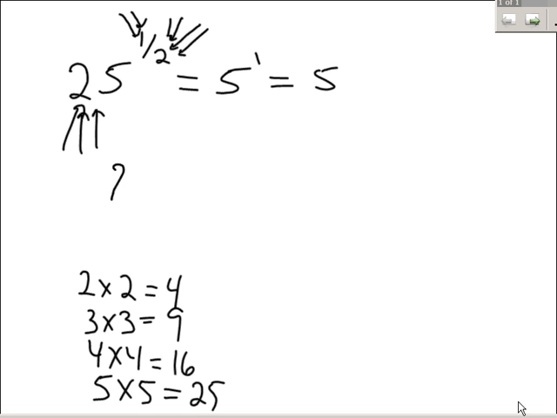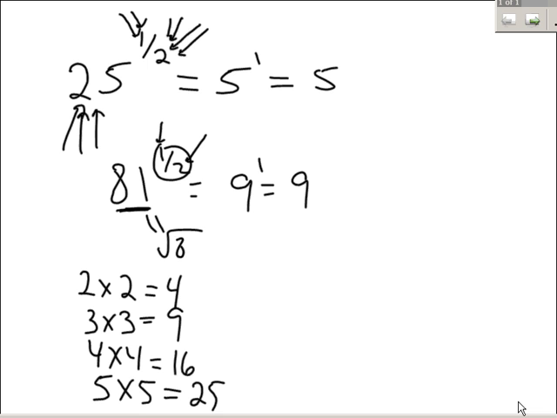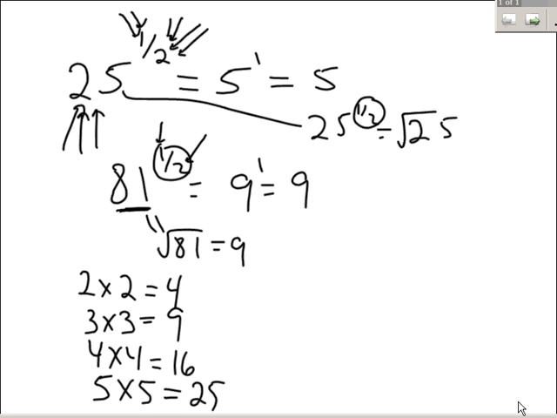If somebody asks you what 81 to the half is, what positive number times itself 2 times gives you 81? It's 9. Raise it to the first power, you get 9. An alternate way is that 1/2 power means square root. Square root of 81 is 9. And the last problem, 25 to the half. There's 25, and half as a power means square root, which is 5.